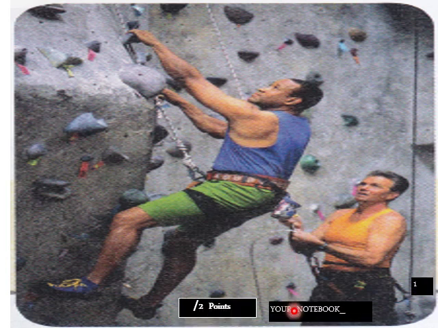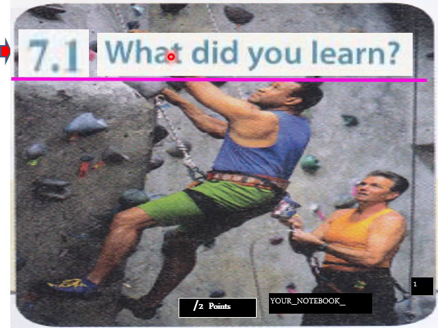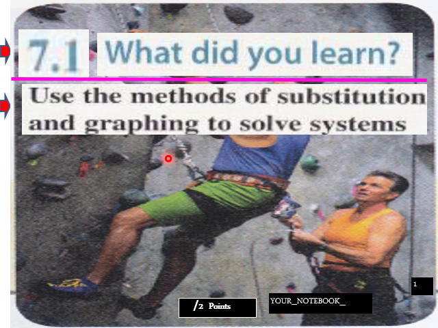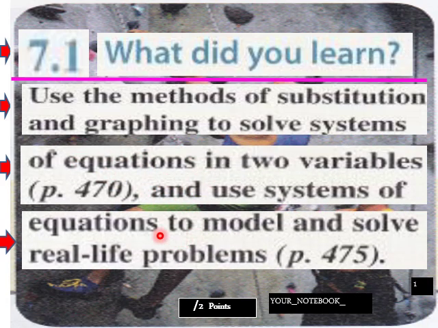Okay, into our first page here of our 7.1 for our review and summary. What did you learn in 7.1? Use the methods of substitution and graphing to solve systems of equations in two variables, and use systems of equations to model and solve real-life problems. So that's what we had in 7.1.